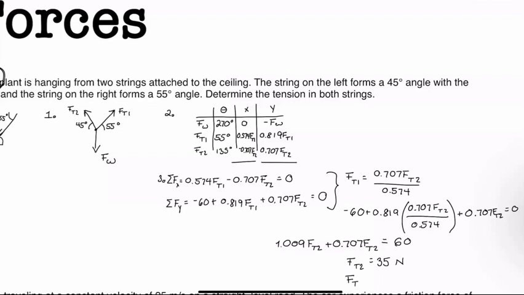My other tension, if I substitute this 35 times 0.707, I'm substituting into right here, divided by 0.574, that is 43.